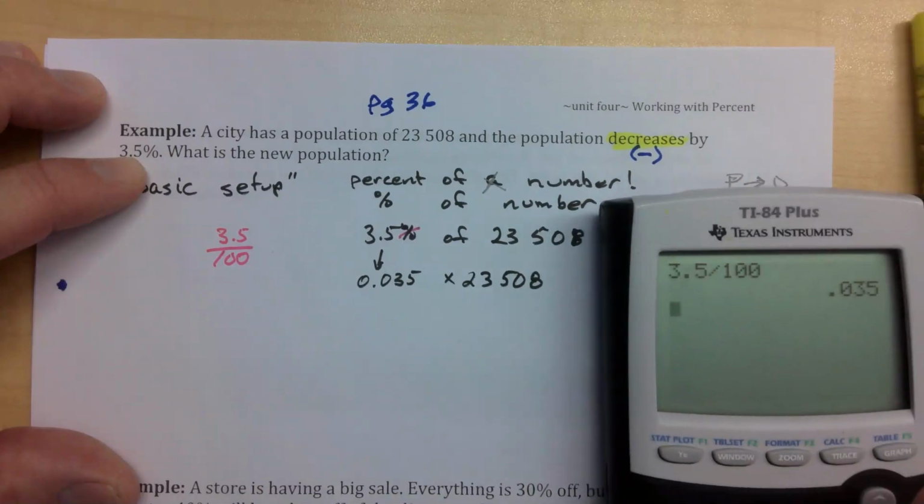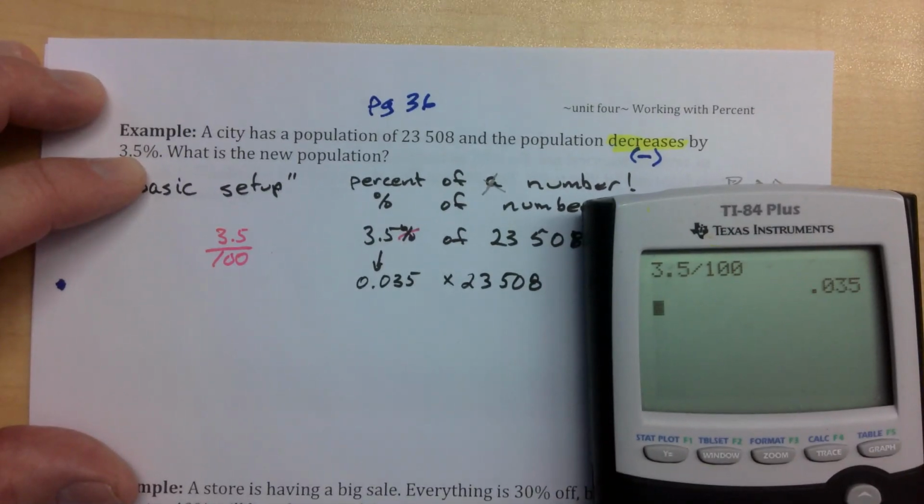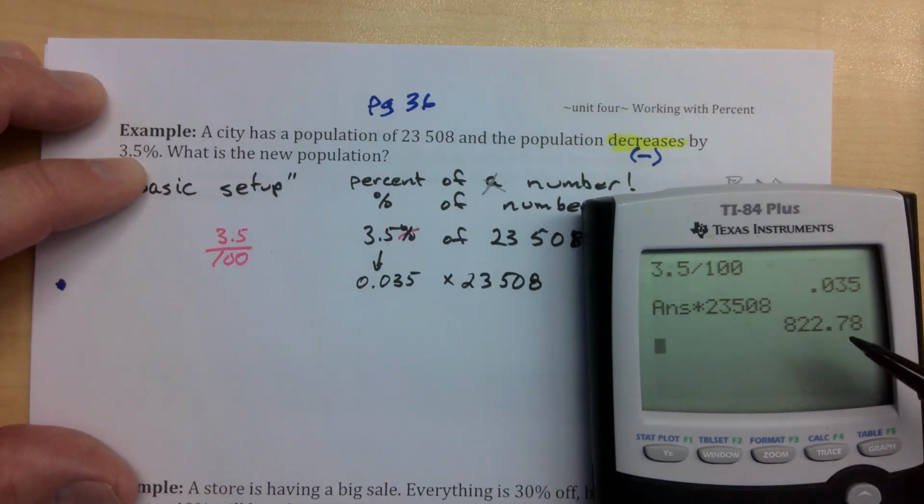I'll put it over here. The light is a little bit better. So 0.035 times 23,508 is 822.78. Now, a quick heads up. Do not round this up. I know the regular rounding rules suggest that you should round up. The regular rounding rules do not apply.